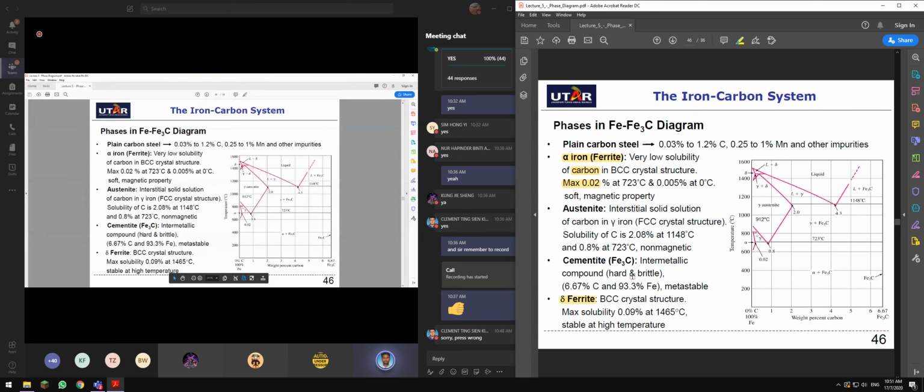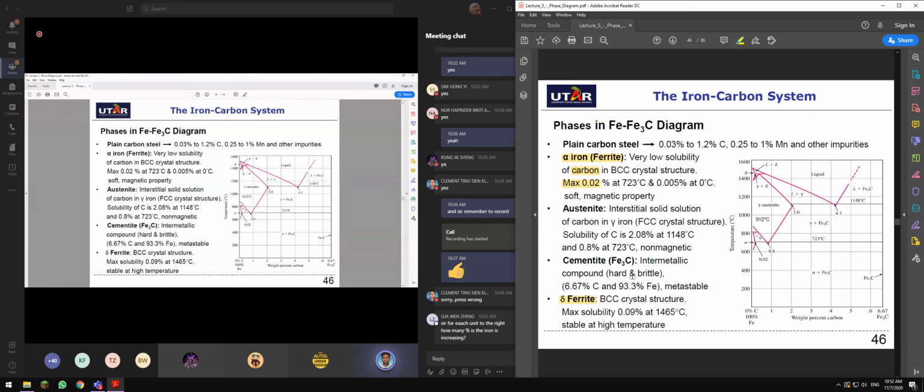Intermetallic compound, hard and brittle. Just for the rule of thumb, the more carbon in an iron, the more brittle and higher the strength the iron is. Okay, so it is hard and brittle, composed of 6.67% of carbon and 93.3% of iron, and it is metastable. So this is the maximum carbon that can be added into an iron.